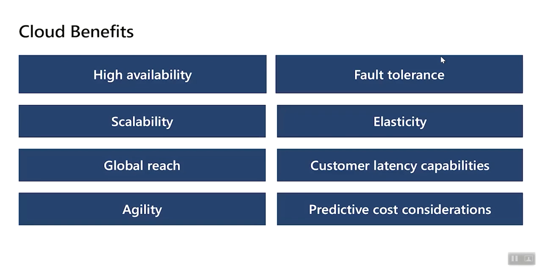And then we have elasticity, similar to scalability, but I want you to think of an elastic band. So an elastic band, when you pull it, when you release it, it goes back automatically. That is elasticity, the ability to automatically increase or decrease resources as needed. Customer latency. You want to be as close to your customers as possible to reduce the latency for them accessing your resources. So now with the cloud, with that global reach, you can put resources around the world, putting them as close to your customers as possible.